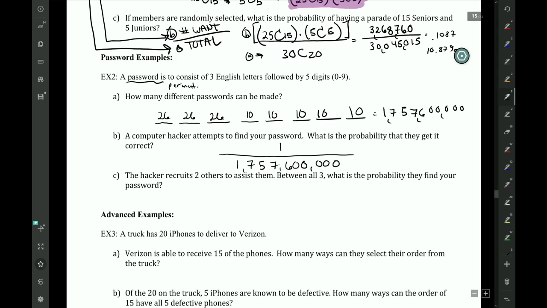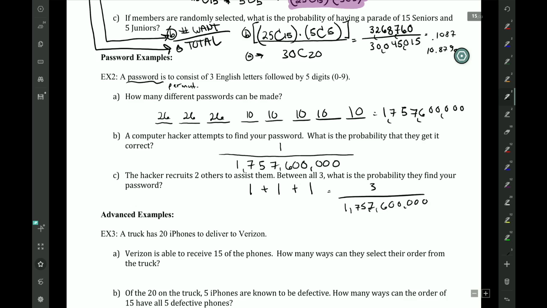The hacker recruits 2 others to assist them. So now there's 3 of them. What's the probability they find your password, say on the first attempt? Hacker 1 tries one way, hacker 2 tries another, hacker 3 tries another. It's really just 3 over 17,576,000,000.